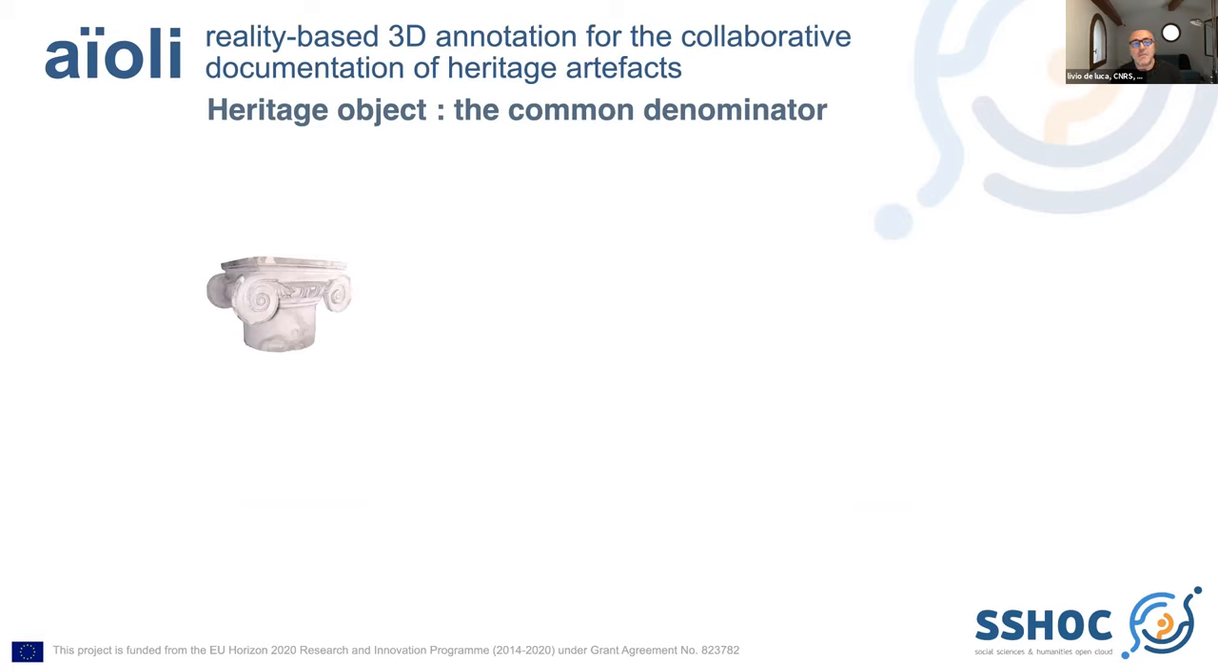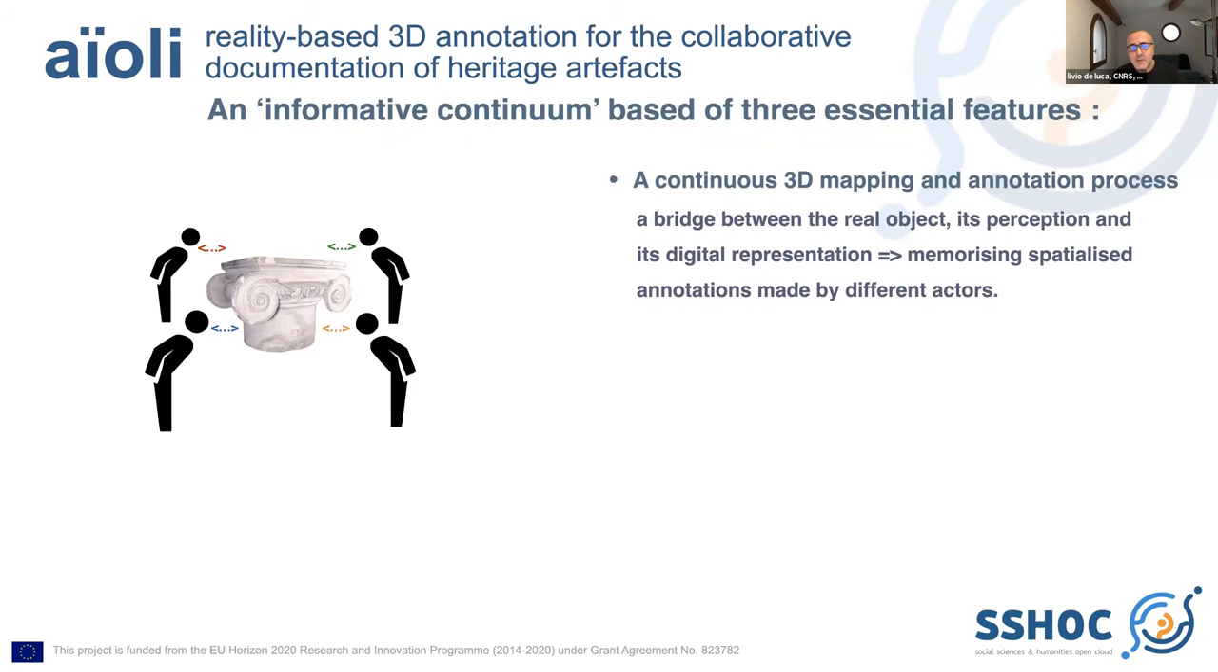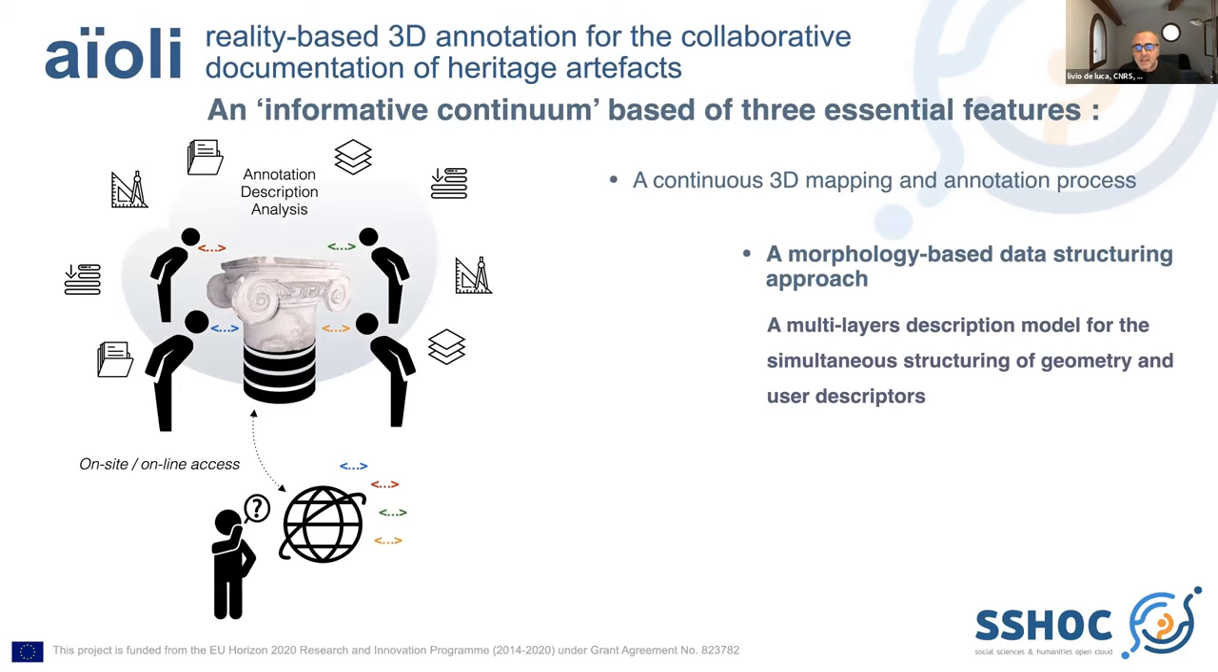So the starting point of the IOLI project is that the heritage object, the physical one, can be the common denominator between all this data, information, knowledge produced by these actors. It's based on an innovative approach which tries to establish an informative continuum based on three essential features. First, a continuous 3D mapping and annotation process. We try to establish a bridge between the real object, its perception, and its digital representation by memorizing specialized annotations made by different actors. Then a morphology-based data structuring approach.